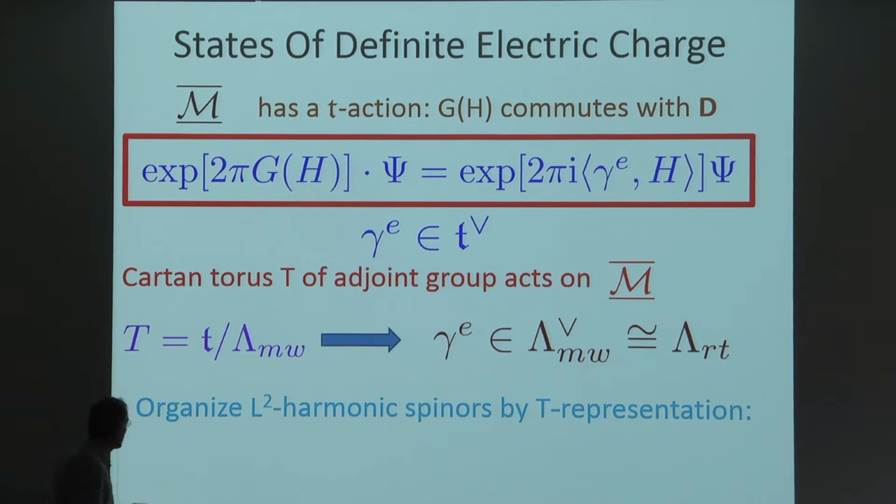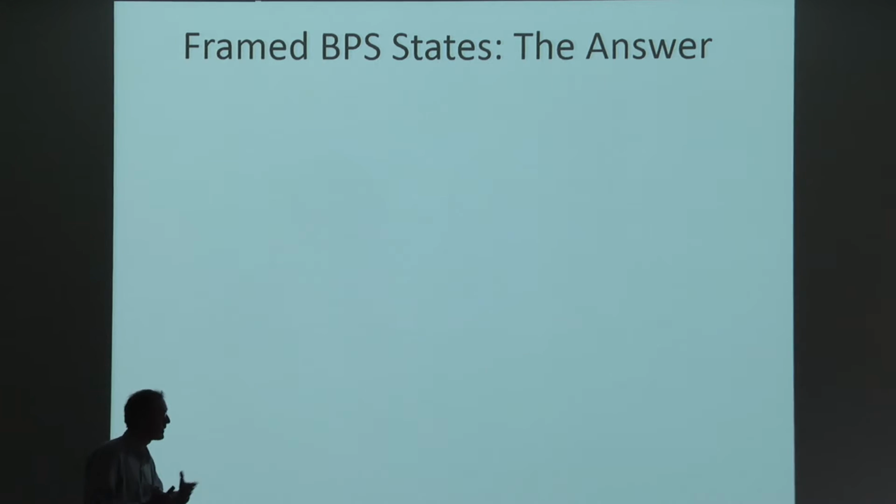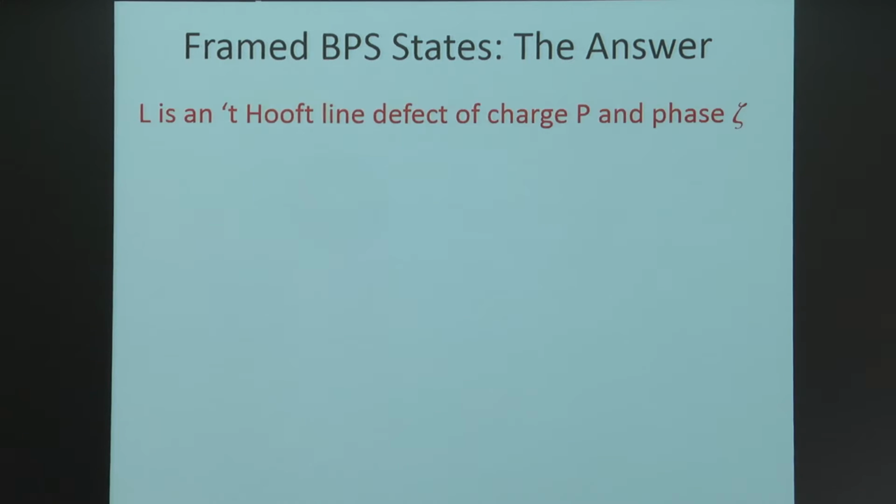So now we should organize the L2 harmonic spinors by the Cartan torus representation. In mathematics, that's called an isotypical decomposition. So we take the L2 kernel, we sum over the root lattice of those elements of the kernel that transform in that way. So now we have a very clean answer to what is the space of semiclassical framed BPS states.